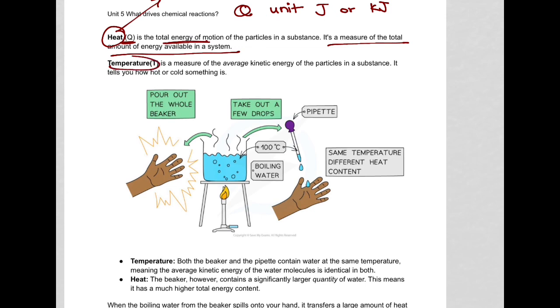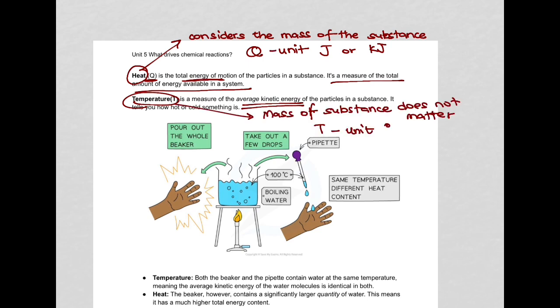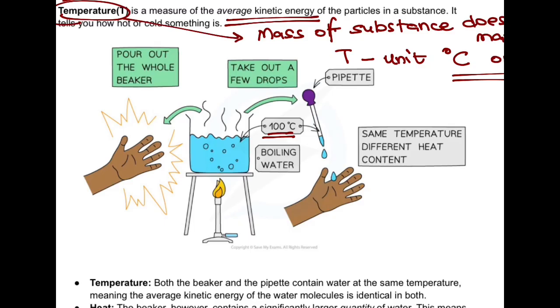Temperature, on the other side, measures the average kinetic energy of the particles in a substance. It does not take into consideration how much of the substance you have. So it's just going to tell you how hot or cold a substance is. And as you know, temperature has unit degrees Celsius or Kelvin.